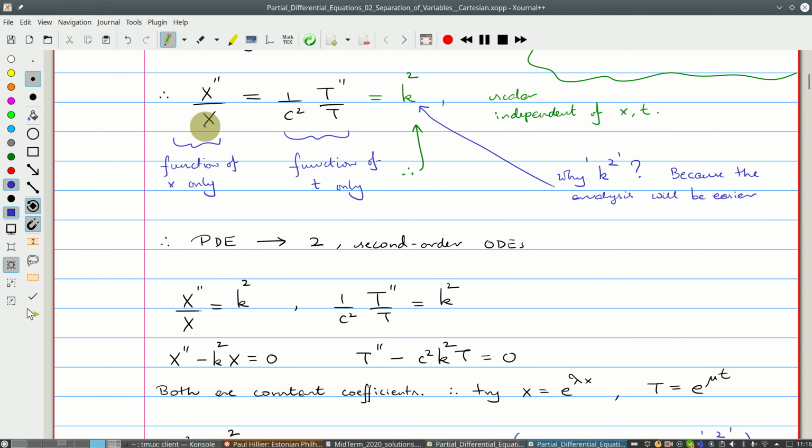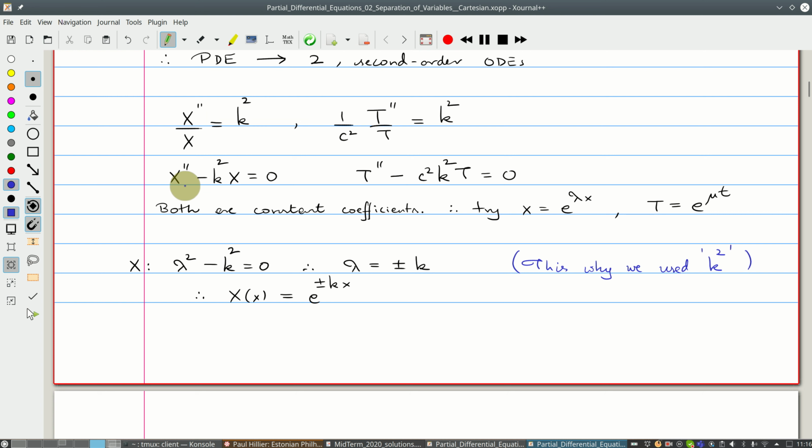So in this way, we can now write our partial differential equation as two different ordinary differential equations, two second order ordinary differential equations, one for x, so X double prime divided by capital X is equal to k squared, that's the first one, and the second one for t, 1 over c squared, T double prime divided by T is equal to k squared. Okay, so we can rewrite these as X double prime minus k squared X is 0, and T double prime minus c squared k squared T is 0.